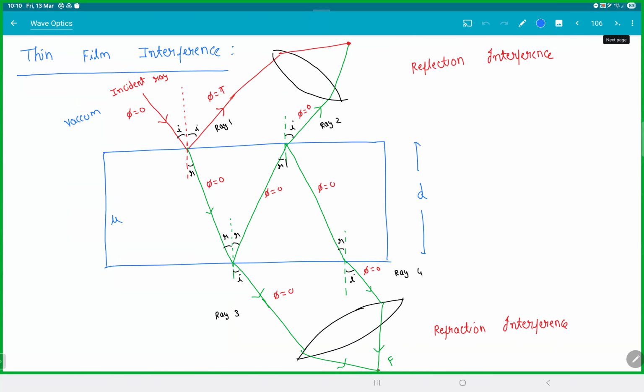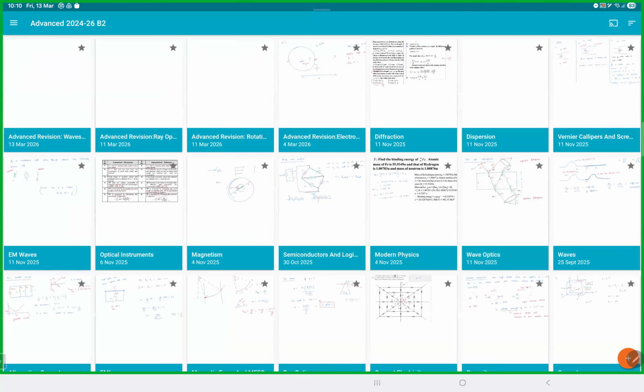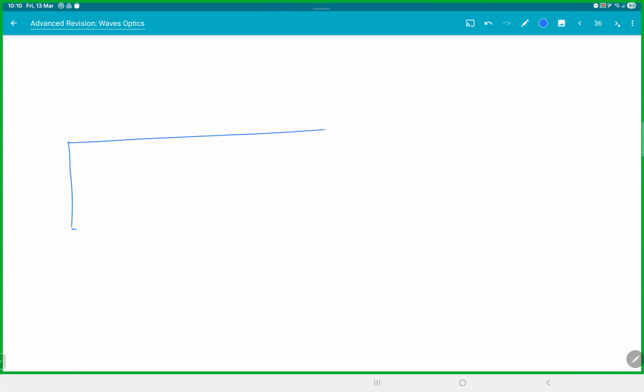So this is the first thing that you should know actually. Thin film interference, you should definitely check it out. But yeah, let's see. I think we will do it. So we have a slab here of thickness d.